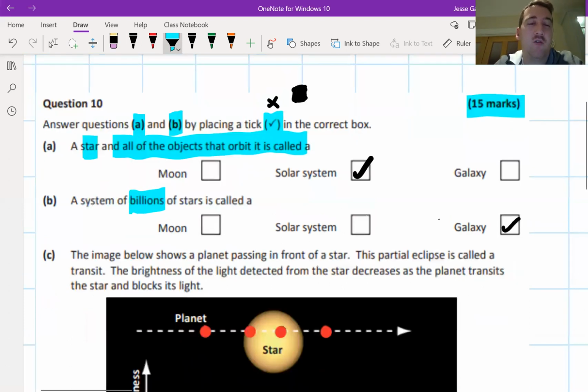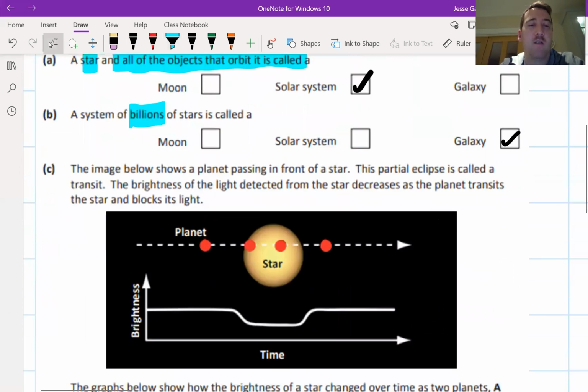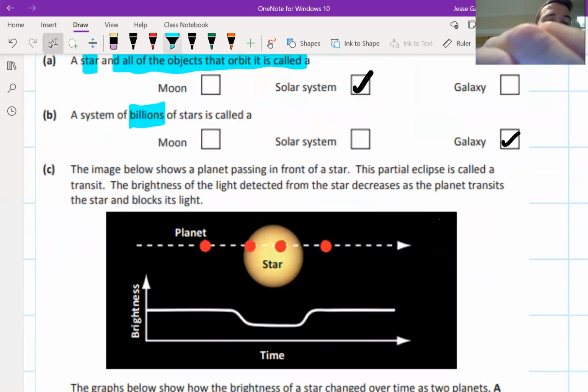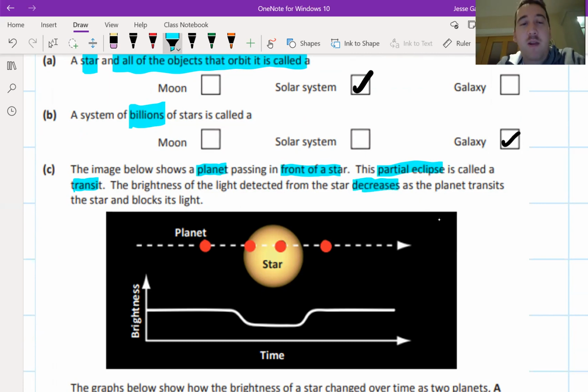The next bit is a little bit trickier. I'm going to read and explain the diagram. It says the image below shows, okay, so it's showing us something, so there might be some important information here. Shows a planet passing in front of a star. This partial eclipse is called a transit. So this is a star, this is a planet going across in front of a star, basically. The brightness of light detected from the star decreases, so the light goes down, in other words, as the planet transits the star and blocks its light. Okay, so in other words, as something gets in the way of a light, you see less light.